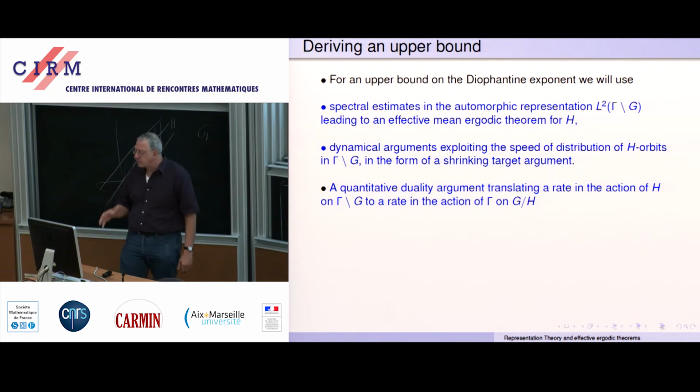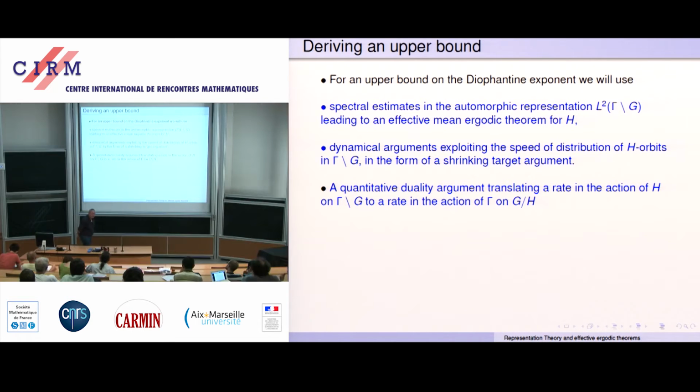we are going to have to establish a duality, an effective duality argument. And the duality argument is going to say that if you have a really good estimate for the distribution of H orbits in G mod gamma, you can dualize this and you're going to get a very good estimate for the distribution of gamma orbits in G mod H. And that is an instance of the so-called duality principle in homogeneous dynamics, which I should say a lot more about, but I really want to formulate the theorem, so we'll see how much time we're going to have to discuss all this.